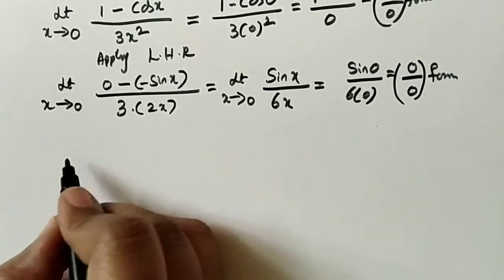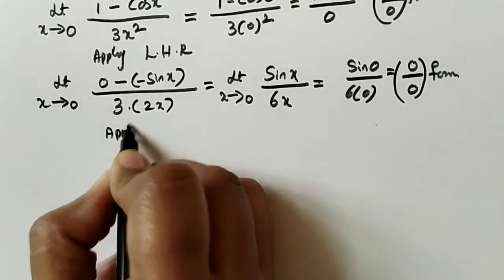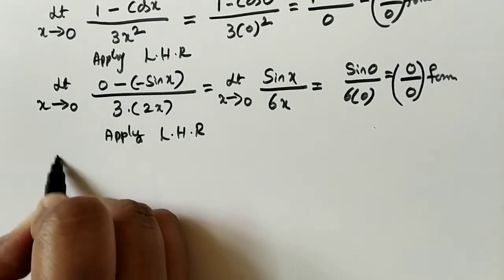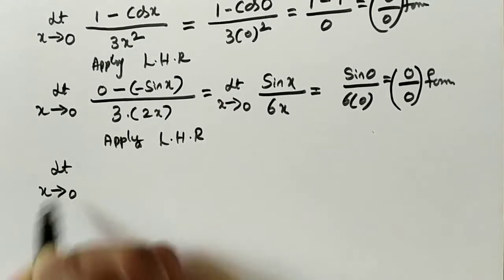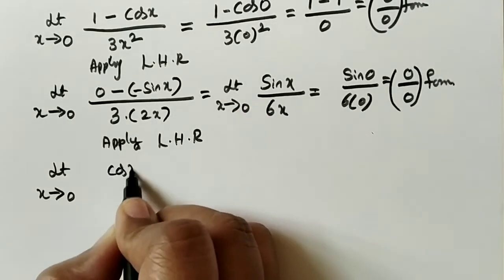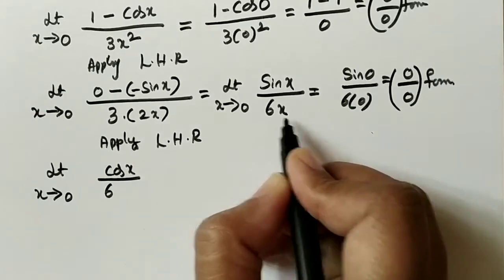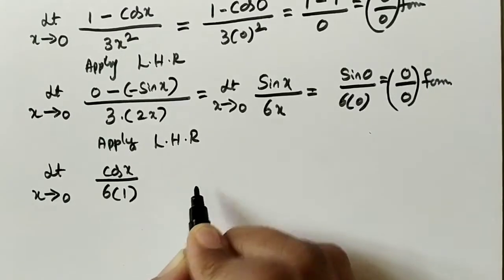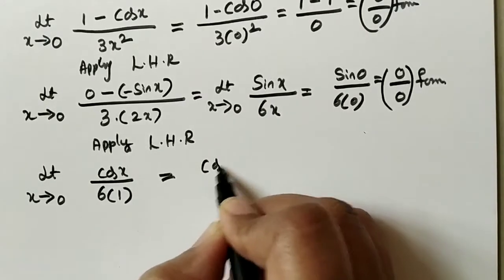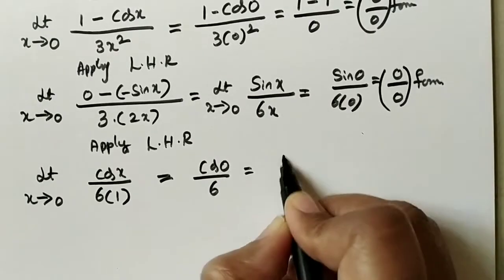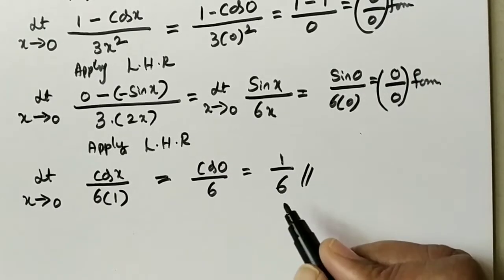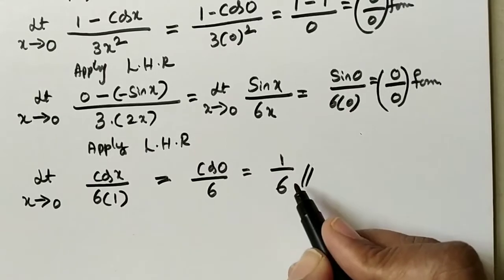So what will you do? Again apply L'Hospital rule and differentiate. Limit x tends to 0, sin x differentiation is cos x, divided by 6 into x differentiation, which is 1. Differentiation is over. Now apply the limit: cos 0 by 6, that means 1 by 6. If you observe, 1 by 6 is a defined value, so this is the required answer.